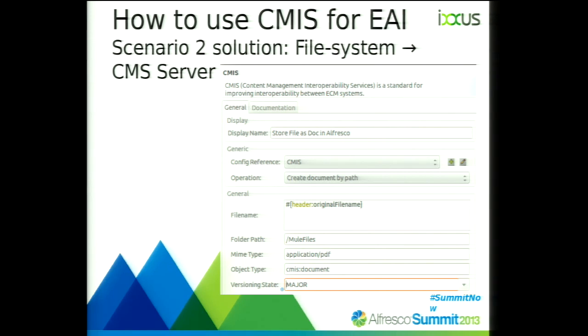Now you need to tell the connector what CMIS operation you want to use. So here I'm saying create document by path, and the file name is going to come from the URL, the incoming HTTP call. I'm telling it to place the file in company home Mule files. It's going to be a PDF. I'm going to create it as a normal CMIS document, so it's going to be cm:content in Alfresco. I could have had more specific stuff. It's going to create version 1.0, a major version.